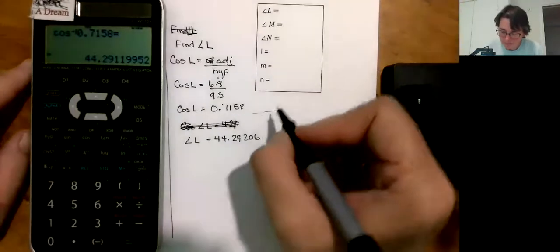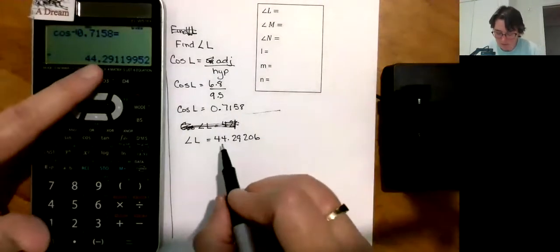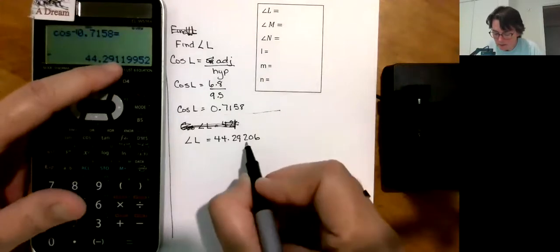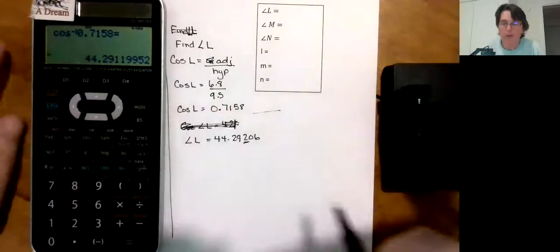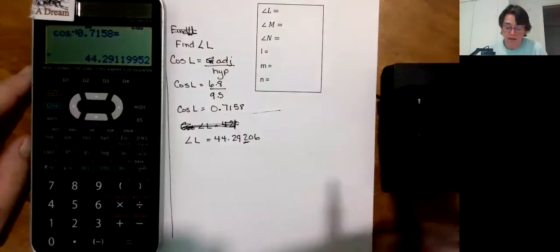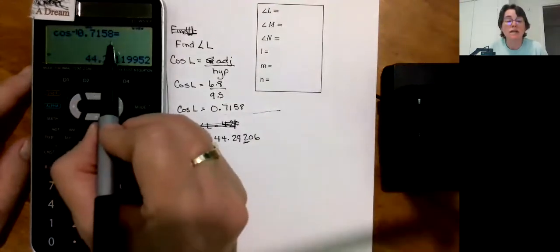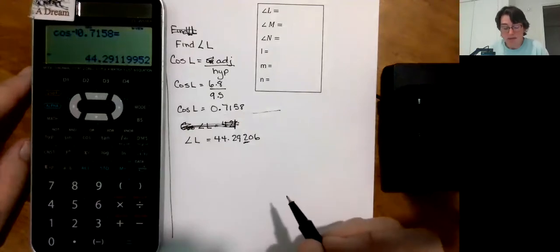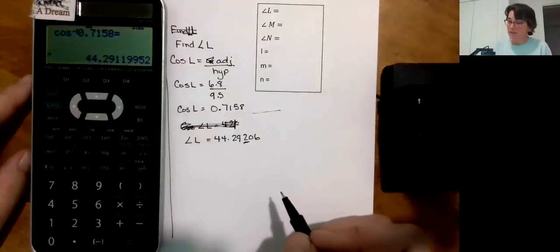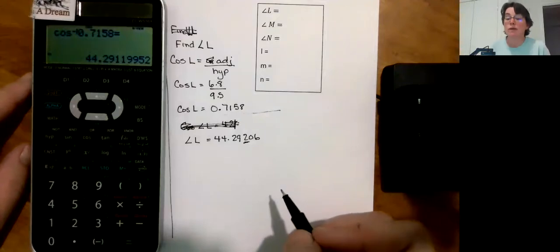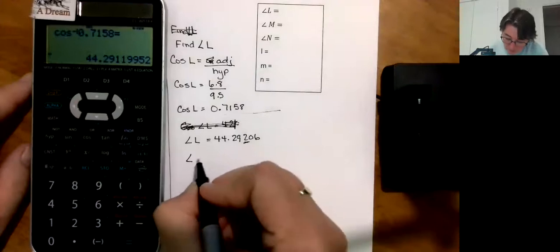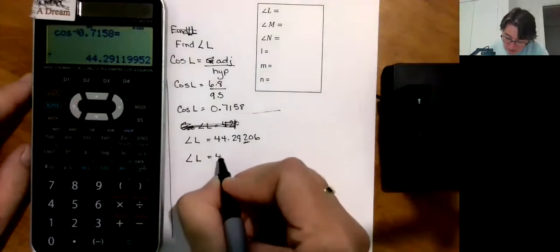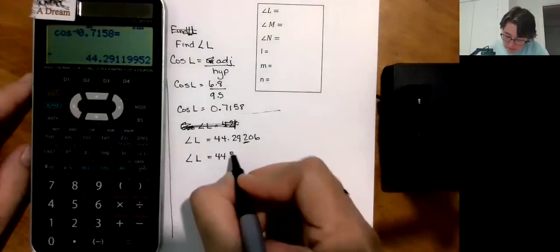Okay, I get 44.29. Oh, look, by the third decimal place, there's a slight difference. And that's because this number is rounded, whereas when I did this part, it wasn't. But the truth is, when I say round to the nearest degree, it will make absolutely no difference. So it doesn't matter to me. 44 degrees.